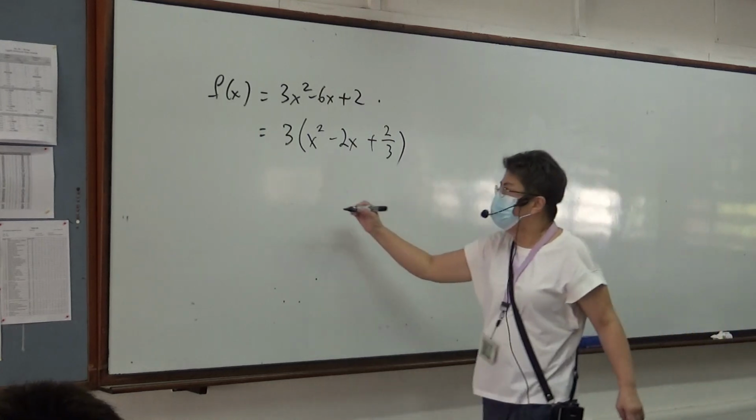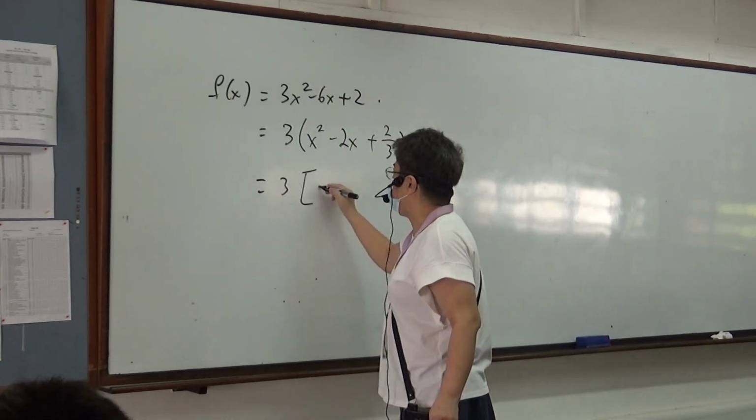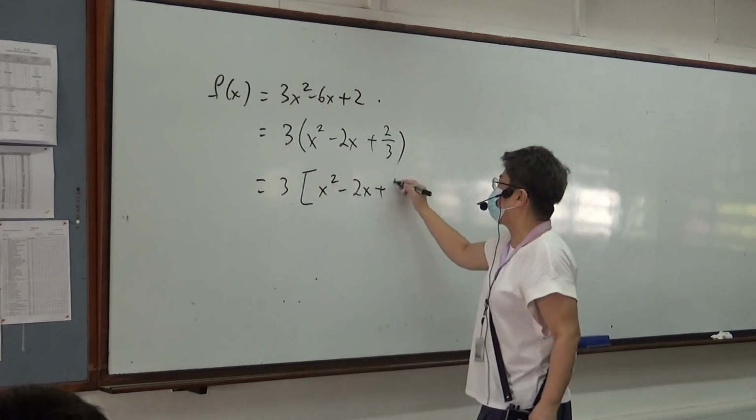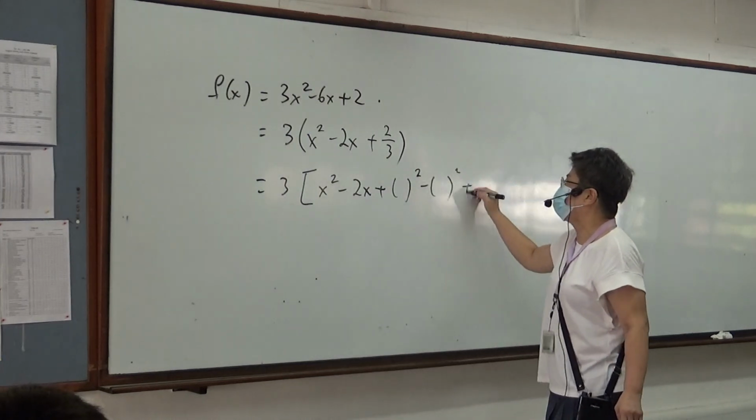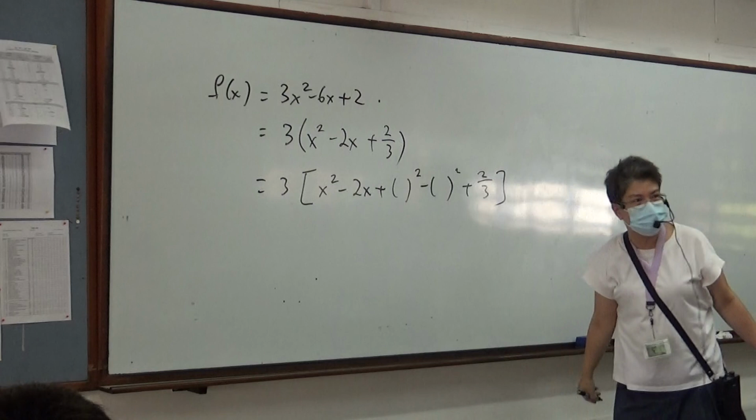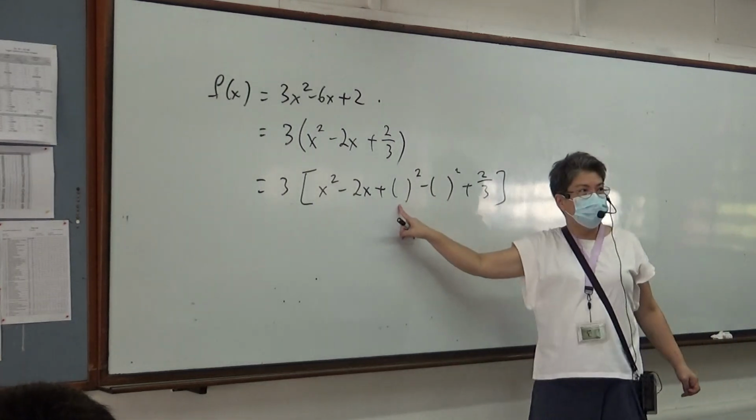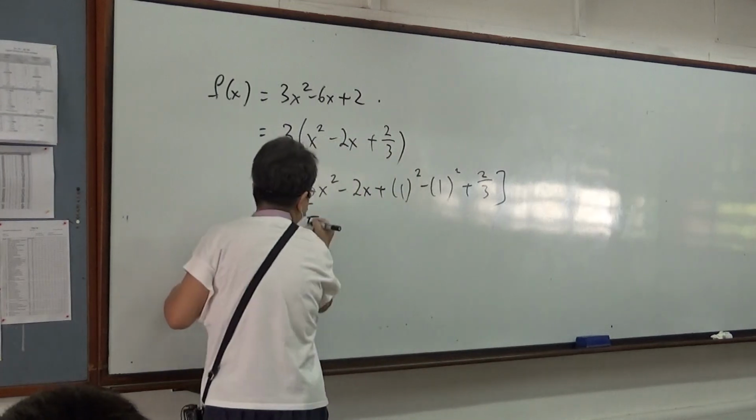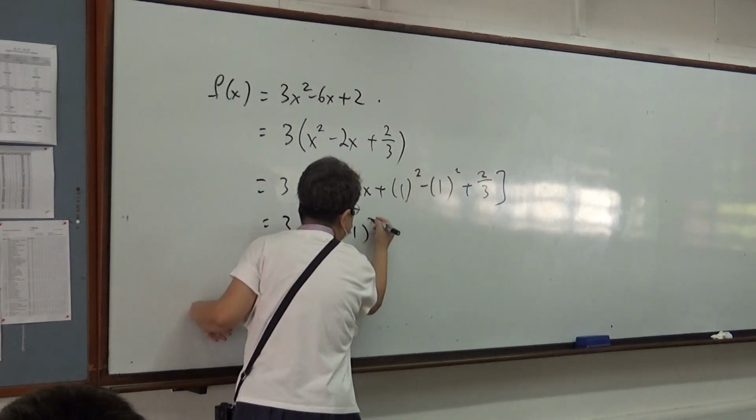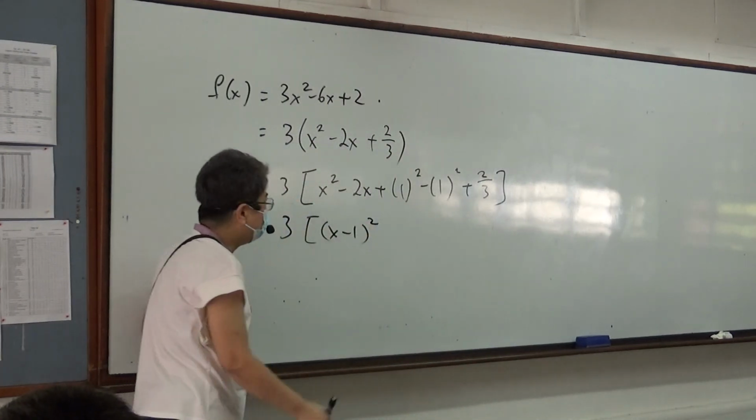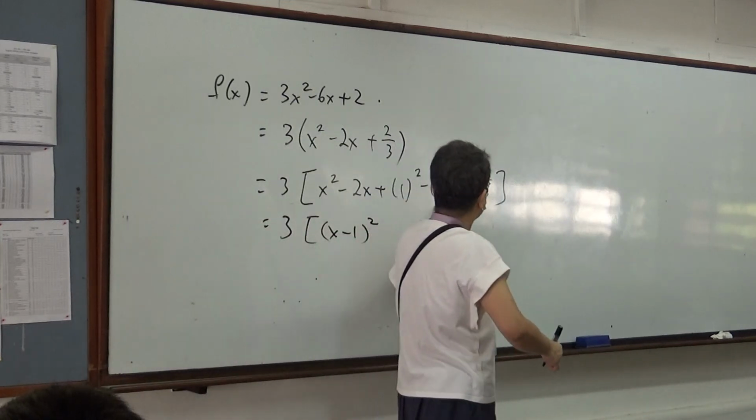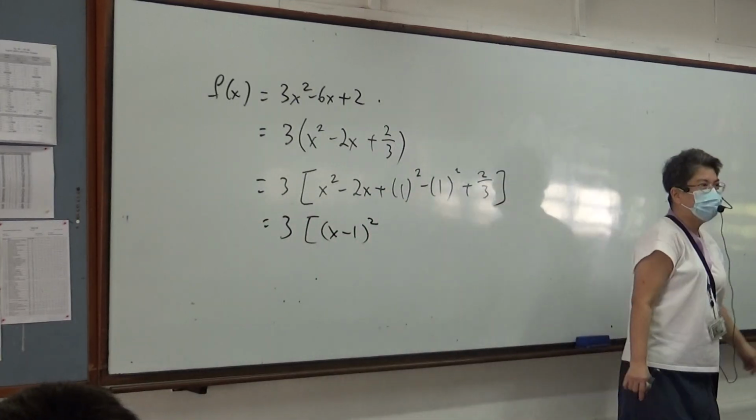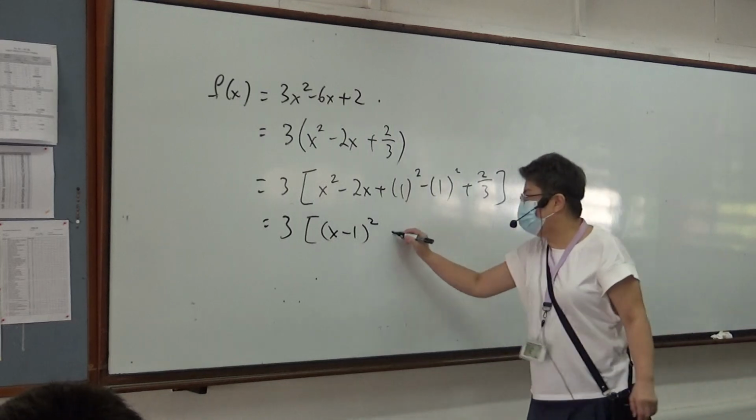Okay, now then I can complete the square. x squared minus 2x plus something squared minus something squared plus 2 over 3, correct? What is this something here? 1. Very good. So this is 3 times (x minus 1) squared. Be careful. Okay. Now, what is negative 1 plus 2 over 3? Negative 1 third, right?